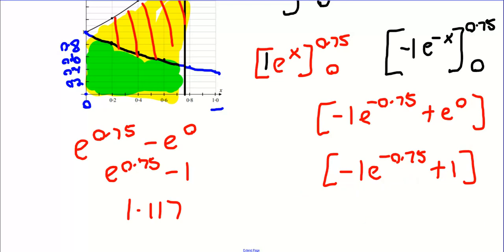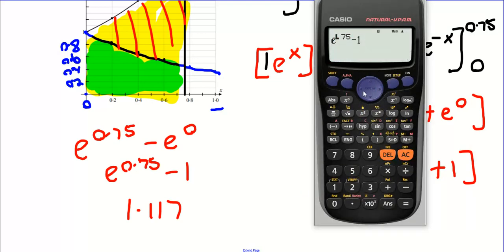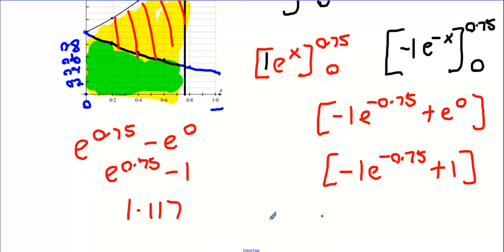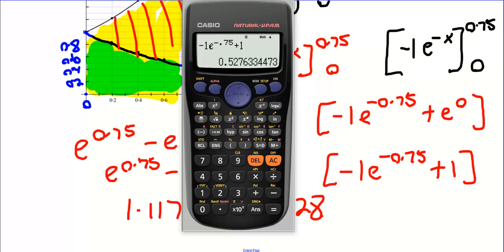And that answer is 1.117. And then we're expecting this area to be smaller, aren't we? The answer is 0.528. And that's what we expected, wasn't it? That the green area is not as big as the yellow. And then when you take them away from each other, yeah.